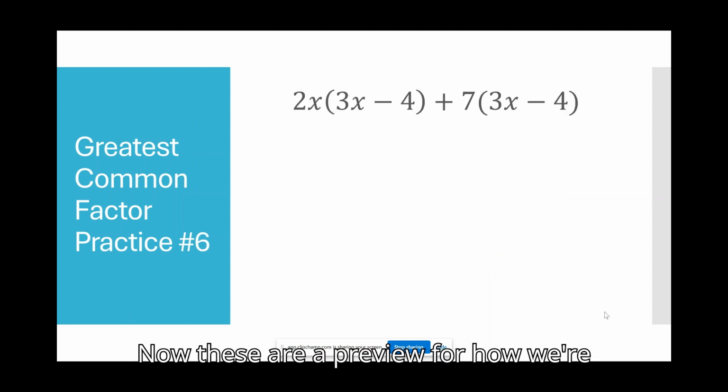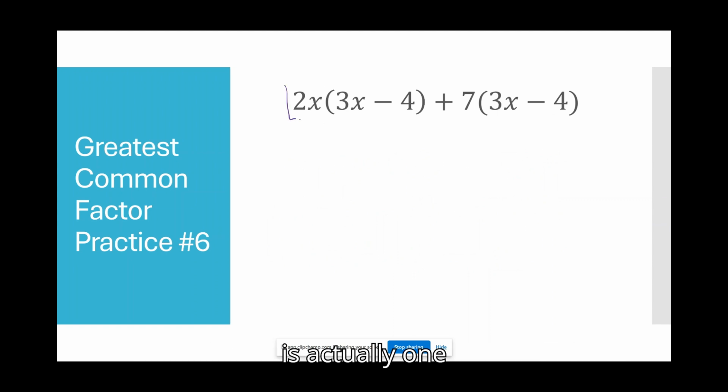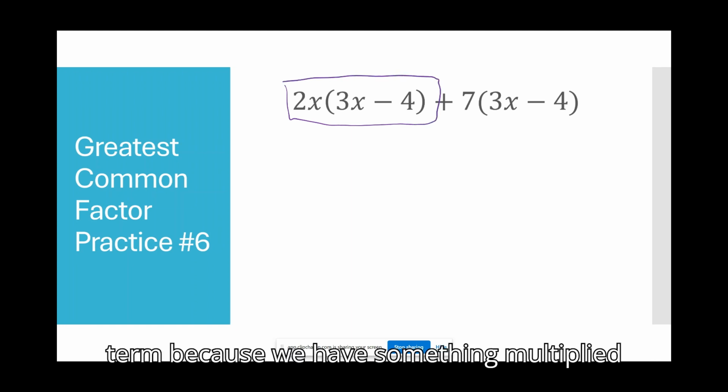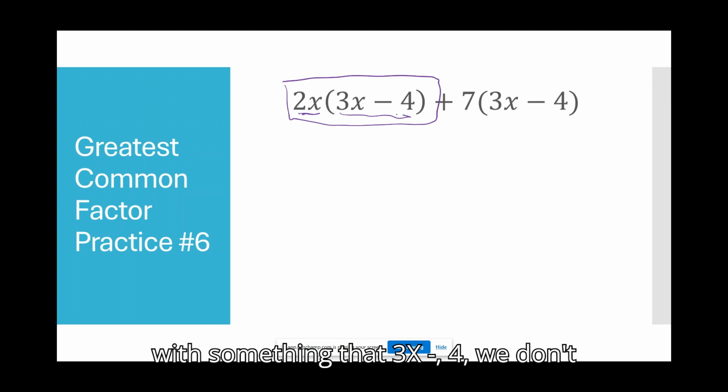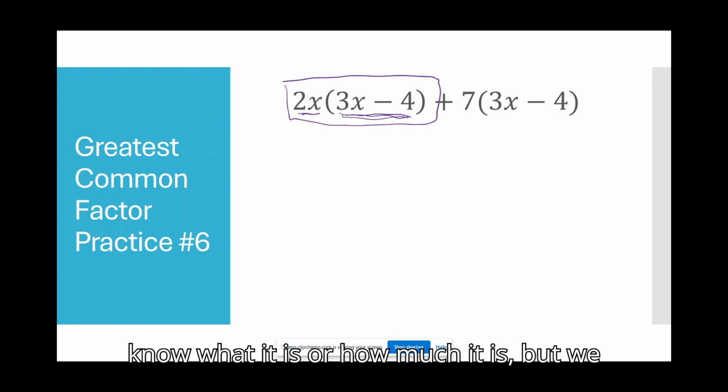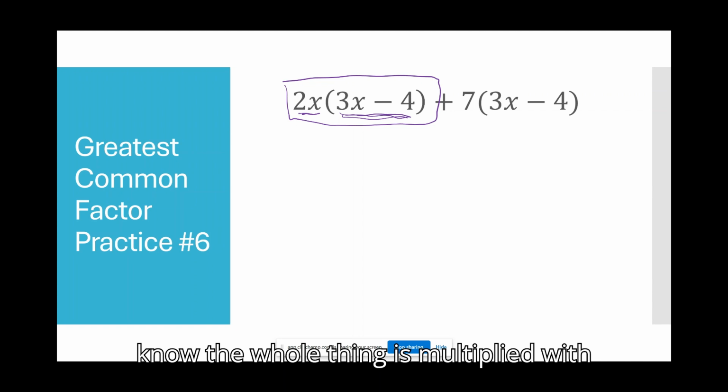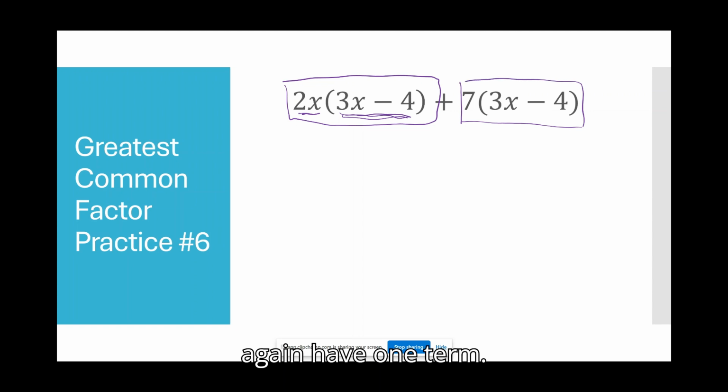Now these are a preview for how we're going to factor quadratics sometimes. And your first instinct might be to distribute this 2x across or the 7 across. Don't do that. We want to look first, we're looking for our greatest common factor, so let's look for that. So we were looking for something that multiplies into each term here. And I want you to be careful. This is actually one term because we have something multiplied with something. That 3x minus 4, we don't know what it is or how much it is, but we know the whole thing is multiplied with 2x. This is one term. And over here I again have one term.